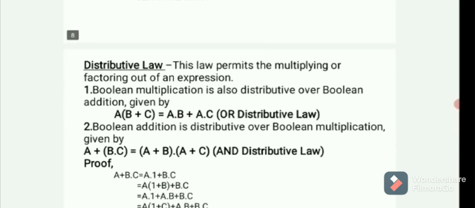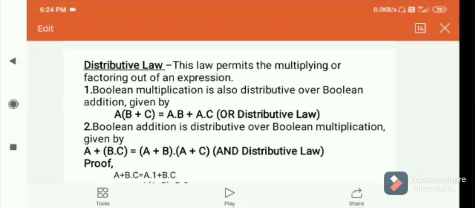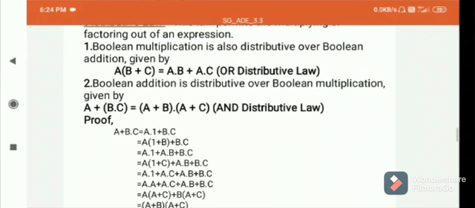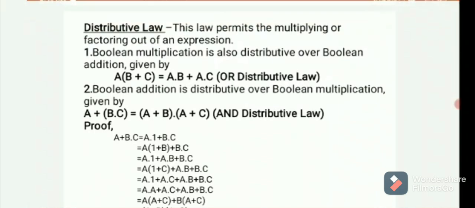Next, the distributive law. This law permits multiplying or factoring out of an expression. There are three laws: the OR distributive law and the AND distributive law. OR distributive law: A(B or C) is the same as mathematical multiplication, A.B or A.C. Next, the AND distributive law: A or B.C equals (A or B) within brackets, and within brackets multiplying (A or C).